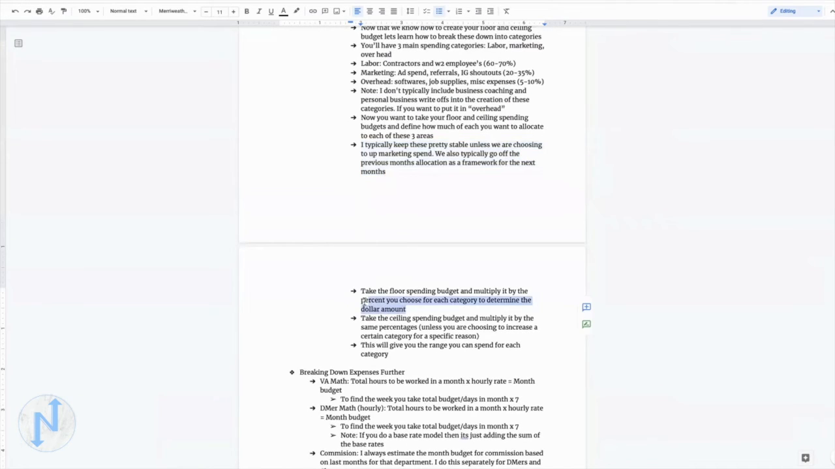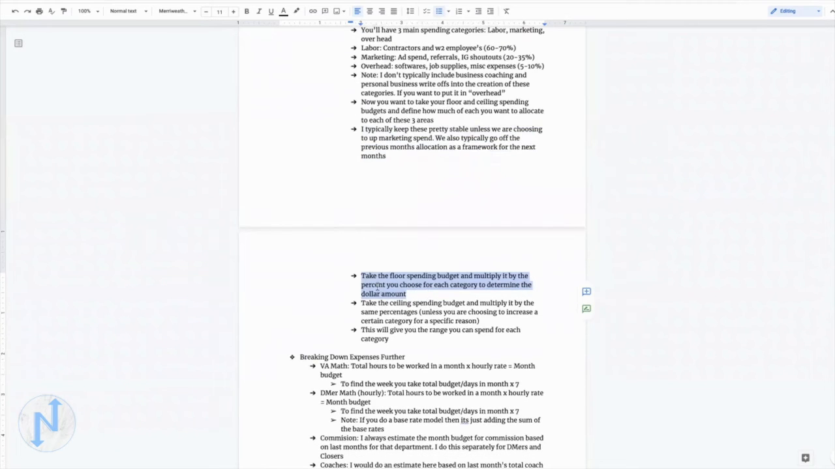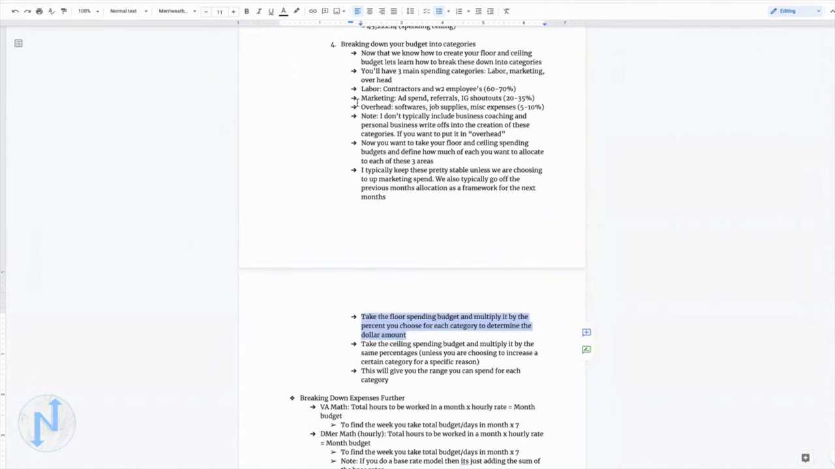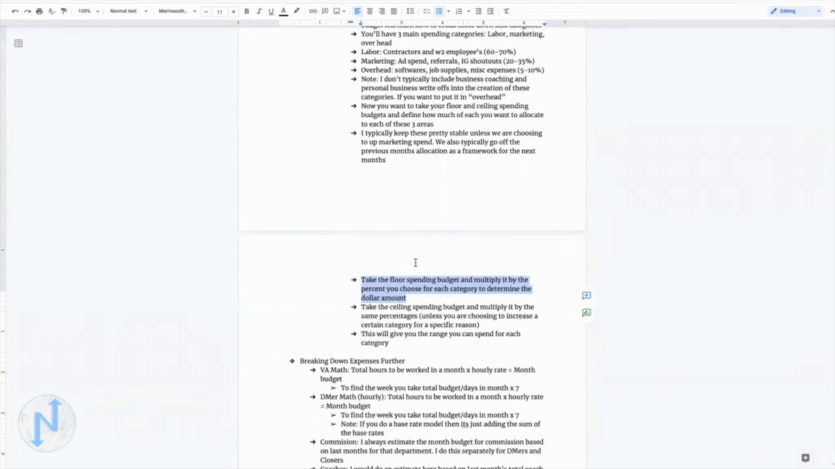Okay. From there, you're going to take the floor spending budget and multiply it by the percentages you choose for each category to determine the dollar amount. So for example, if you choose 0.6, you'll take the floor spending budget, multiply it by 0.6, and that will give you how much you're going to spend on labor, right? 0.2, if you're going to do marketing, right? And that will give you how much you're going to spend on marketing, right? So see what I'm saying here?